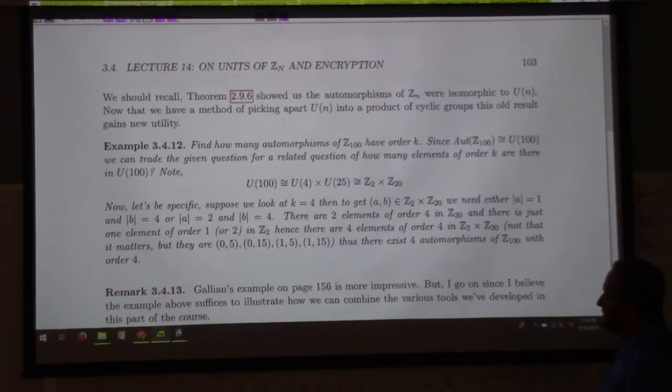And so in total, 2 times 2 is 4, because I can either do the 5 or the 15 paired with the 0 or the 1 over here. Oh, here they are explicitly. These are the explicit elements of order 4 in Z2 cross Z20. But because isomorphism preserves order of elements, we have just proved that the number of automorphisms, that is bijections from Z100 to Z100, which when composed with themselves 4 times give you back the identity, but not before that, is 4. There are 4 automorphisms of Z100 of order 4.